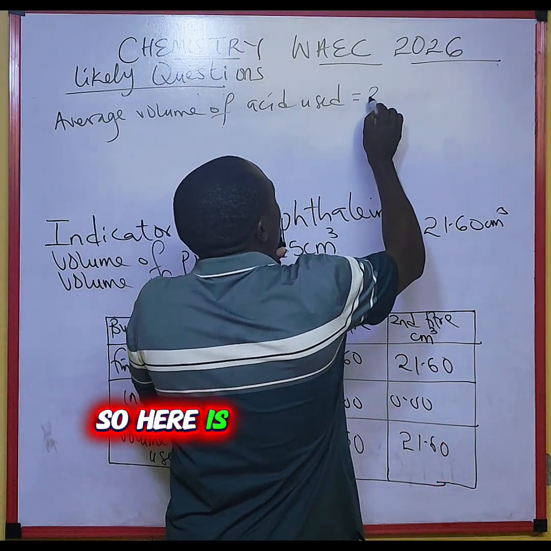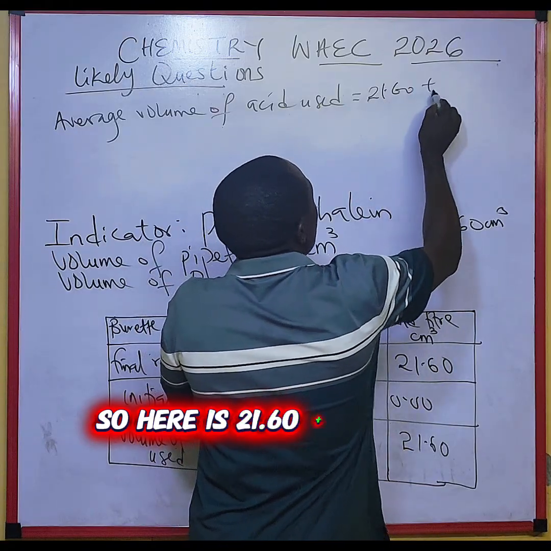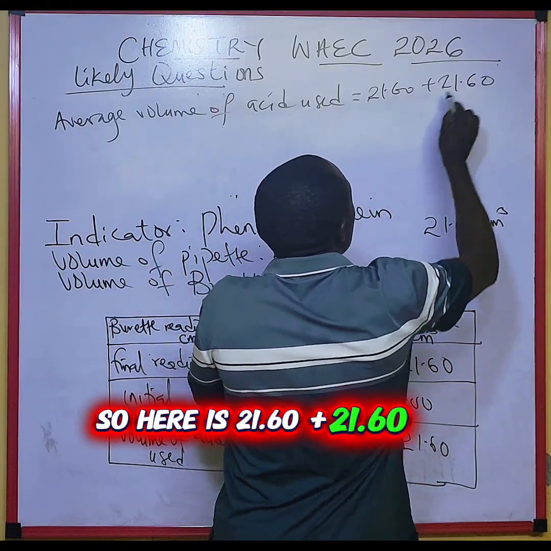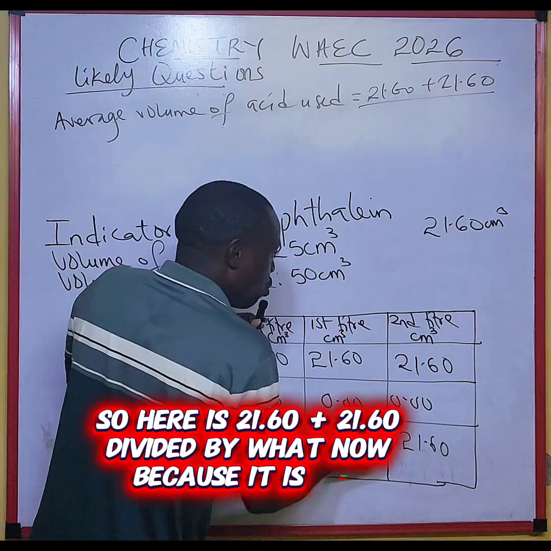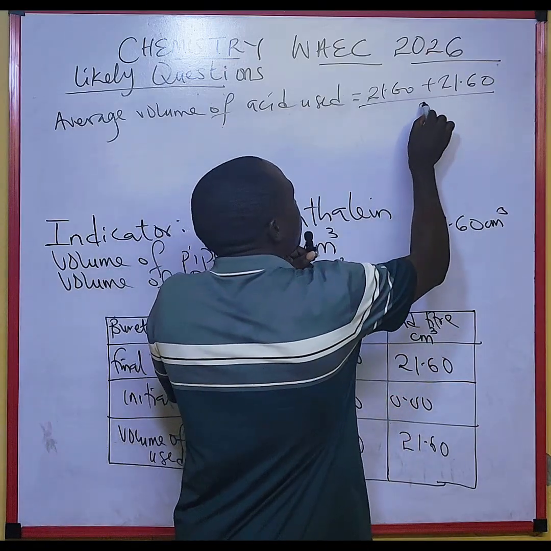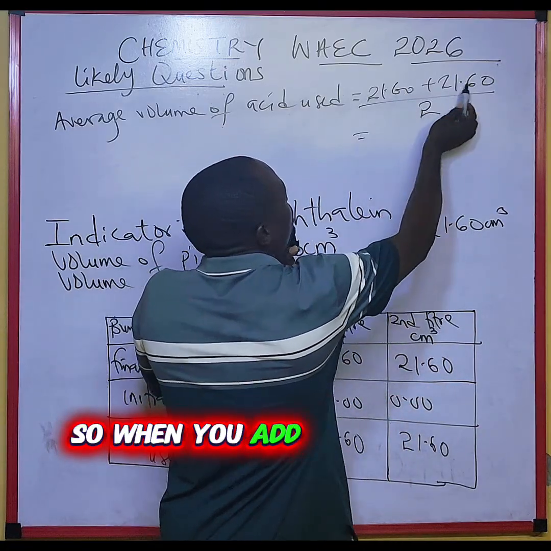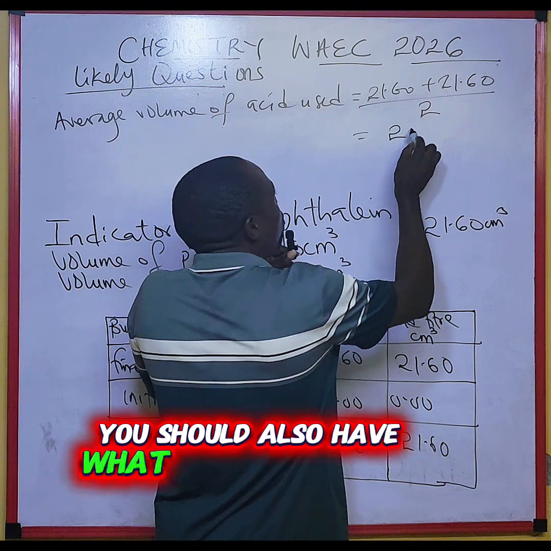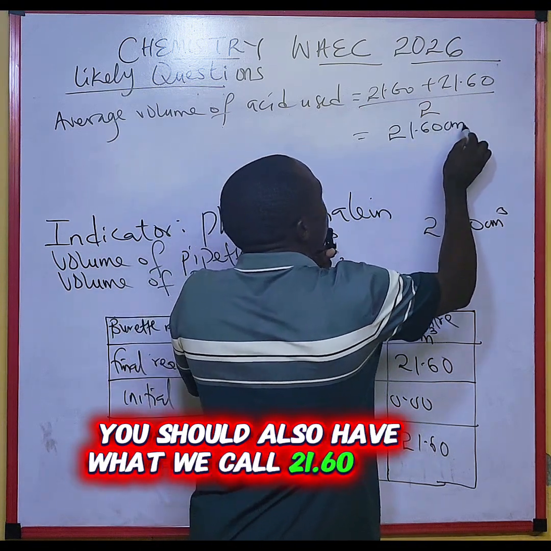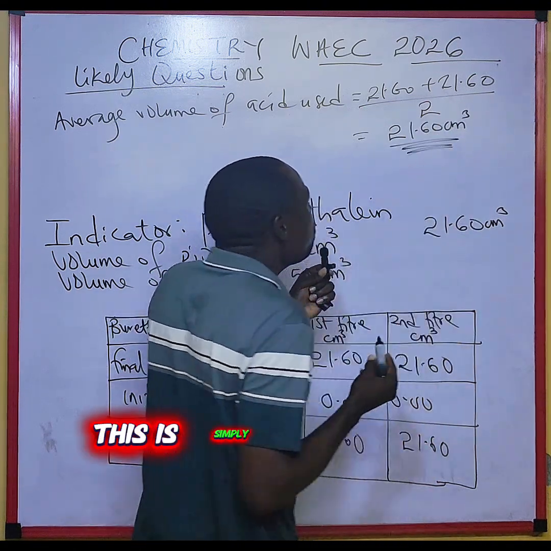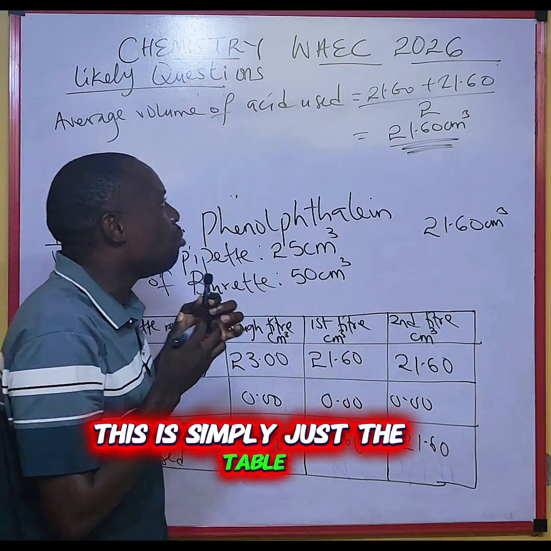So here is 21.60 plus 21.60 divided by what now? Because it is 2 titres I use, that will be divided by 2. So when you add it up, you divide by 2, you also have what we call 21.60 cm cube. This is simply just the table.